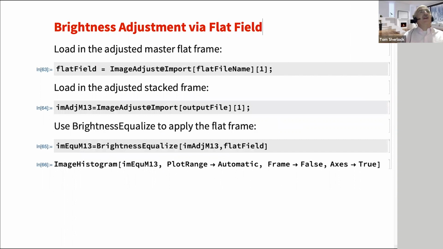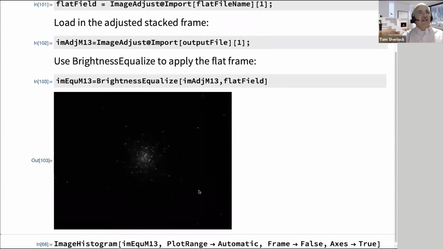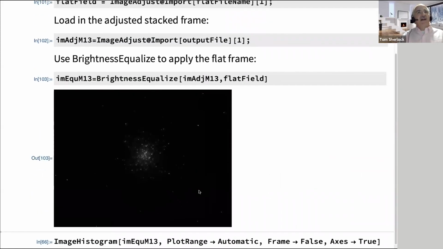So now we have to fold in the flat field. And for this step, I'm going to use a routine built into Mathematica, one of our good image processing routines, called brightness equalize. So I'm going to load in the flat frame, load in our M13 frame, and now I'm going to call brightness equalize. And there is M13 with the flat frame, but it's still kind of muddy. So we're going to do some additional work on this.